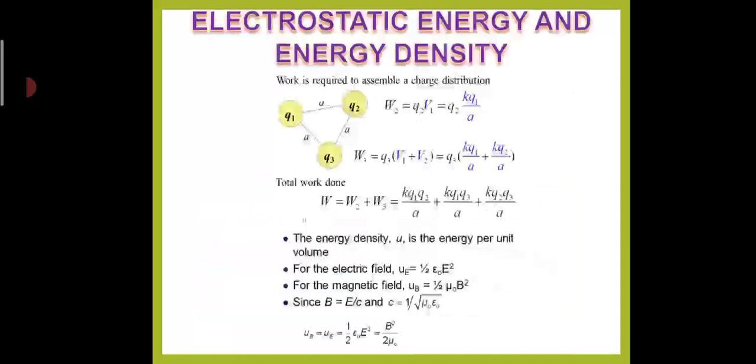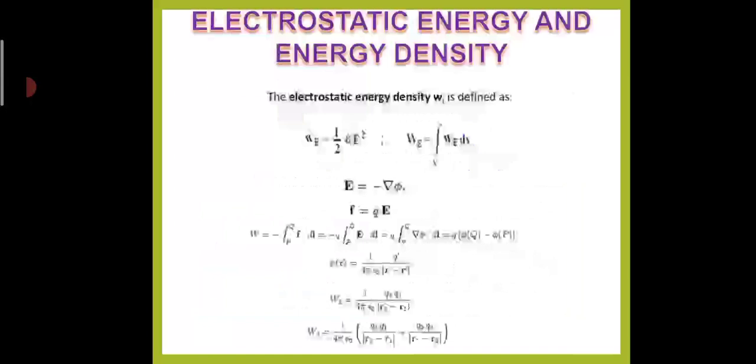And the energy density U is the energy per unit volume. For the electric field, U_E equal to 1/2 epsilon 0 into E square. In the magnetic field, U_B equal to 1/2 mu 0 B square, since B equal to E by C and C equal to under root of 1 by mu 0 into epsilon 0, where U_B equal to U_E, 1/2 epsilon 0 into E square is equal to B square divided by 2 mu 0. So these are the formulas of electrostatic energy and energy density.